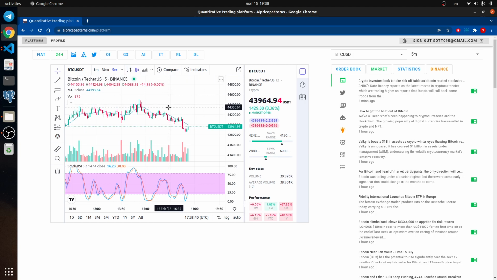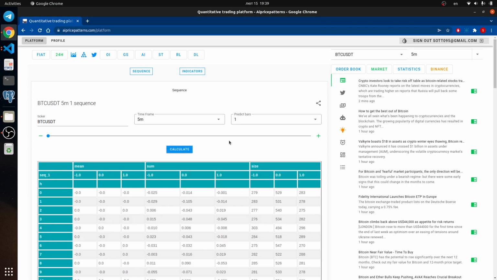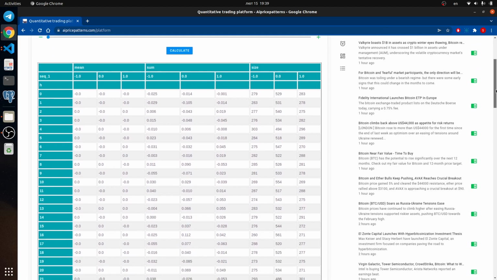So I implemented these ideas on my website. This is my startup that I developed, and you see we have a grid search and we have sequences. Let's calculate sequences for Bitcoin USDT for 5 minutes, and we would like to predict what happens with price for the next bar. And our idea is to hold a position only one bar, for example. Okay, this is a pivot table.